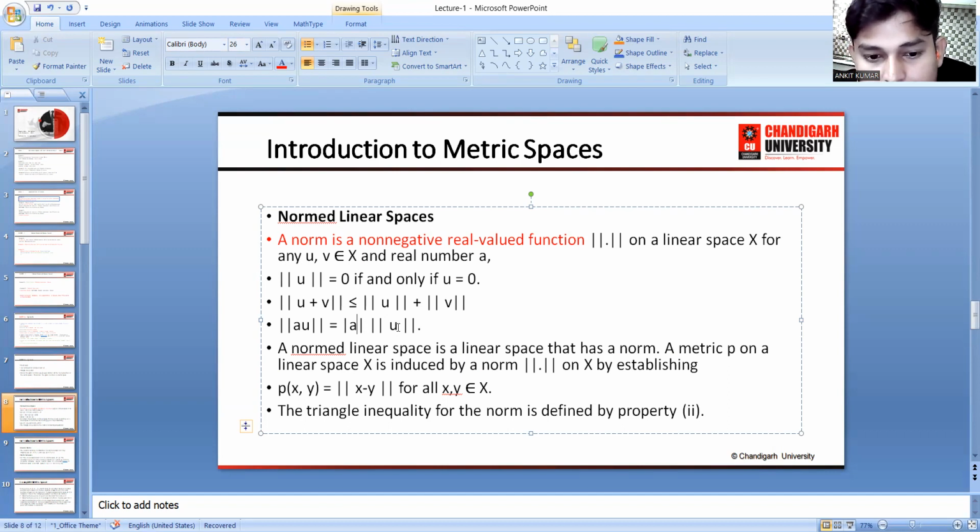A normed linear space is a linear space that has a norm. A metric p on a linear space X is induced by a norm on X by defining p(x, y) equal to norm of x minus y for all x, y belonging to X. The triangle inequality for the norm is defined by the property.